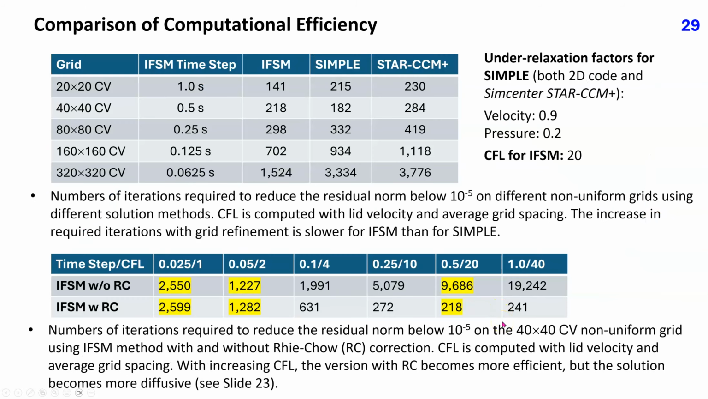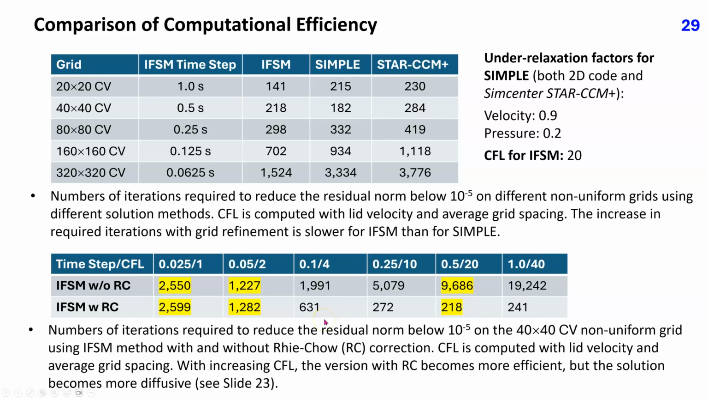This slide is about computational efficiency. The first table shows the numbers of outer iterations required to reduce the residual norm below 10 to minus 5 on different non-uniform grids using different solution methods. CFL is computed with lid velocity and average grid spacing, and for computations with IFSM, it was held constant at CFL equal 20. For the SIMPLE algorithm in both the 2D code and Simcenter STAR-CCM+, the under-relaxation factors were set to 0.9 for velocity and 0.2 for pressure. The increase in required iterations with grid refinement is slower in IFSM than in SIMPLE.